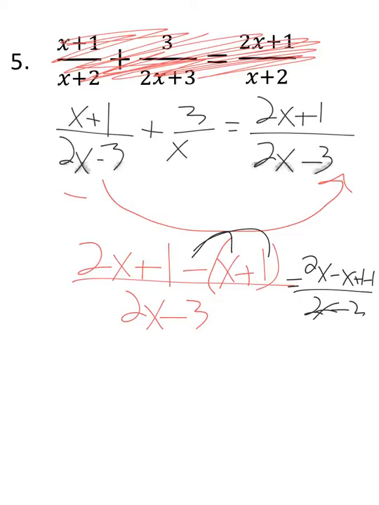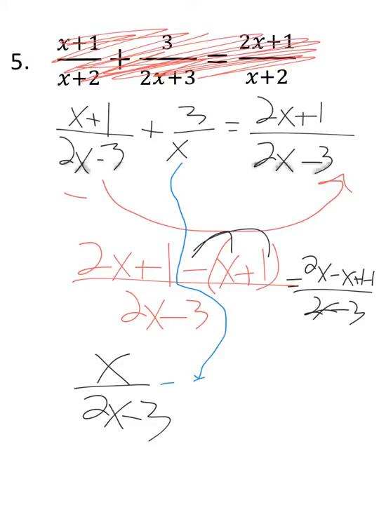Over 2x minus 3. So 2x minus x is x. And then 1 minus 1 is 0, so it's saying x over 2x minus 3. All right, so that's what happens when you subtract that one over to the other side. Now let's just bring down this 3 over x equals 3 over x.